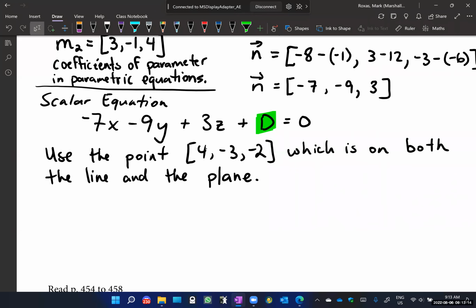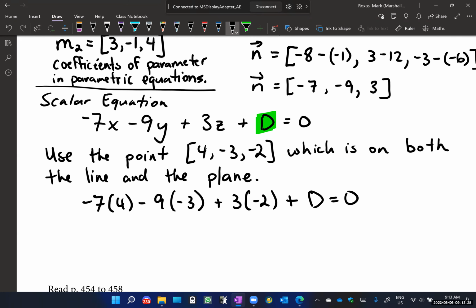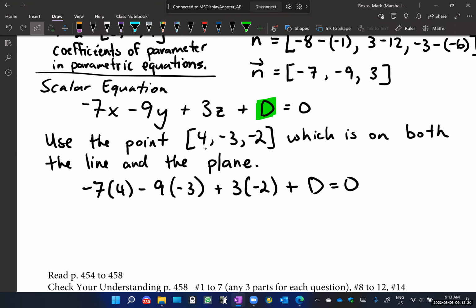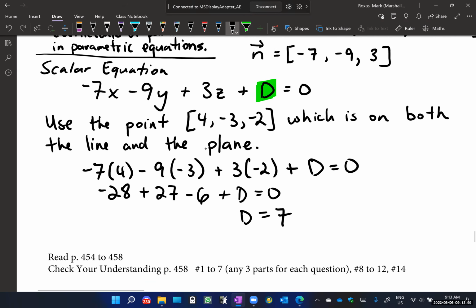Okay, and then let's put it in. -7 times 4 minus 9 times -3 plus 3 times -2 plus d equal to 0. And then if I solve, let's see if I can do this right. So -7 times 4 is -28. 9 times 3 is +27, and then -6 plus d equal to 0. And so d is equal to -1 minus 6 is -7, which becomes +7 on the other side. So d equals +7.